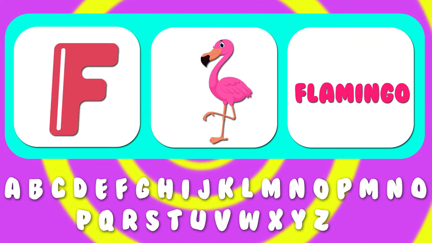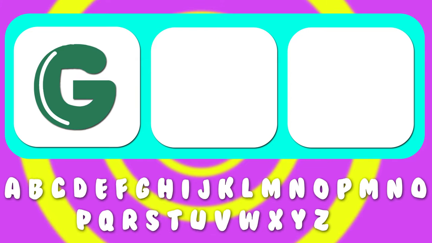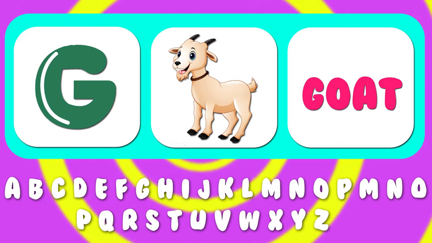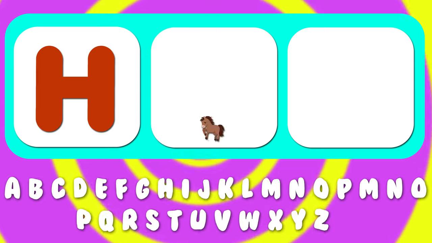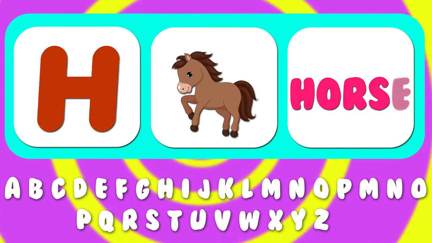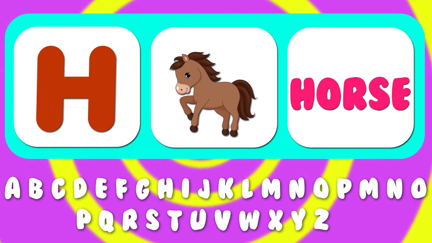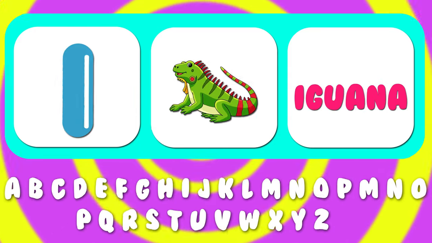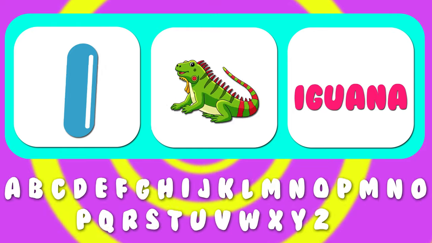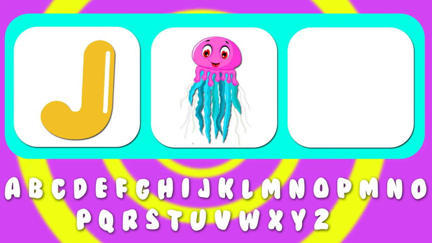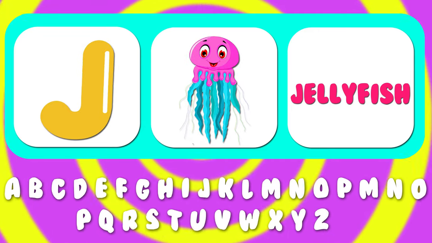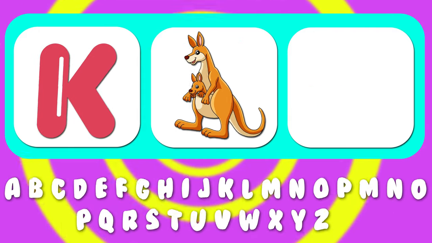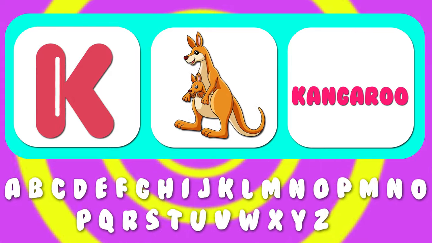F, flamingo. G is for goat, goat. H is for horse, horse. I is for iguana, iguana. J is for jellyfish, jellyfish. K is for kangaroo.